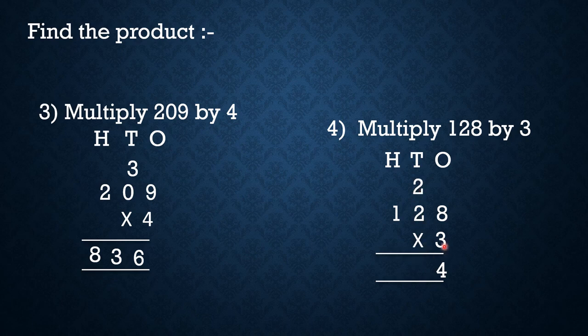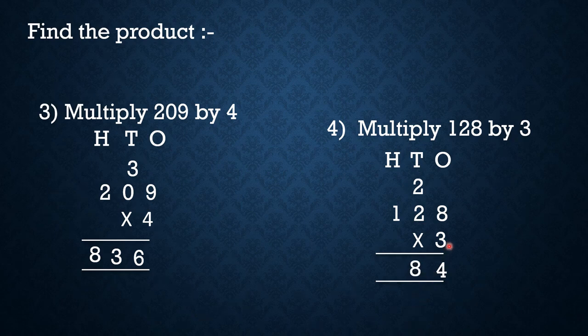Now we have to multiply 3 by 2. So 3 ones are 3, 3 twos are 6. Now we have to add carry digit 2 in 6. So 2 plus 6 is 8. So we will write 8 here at tens place column.